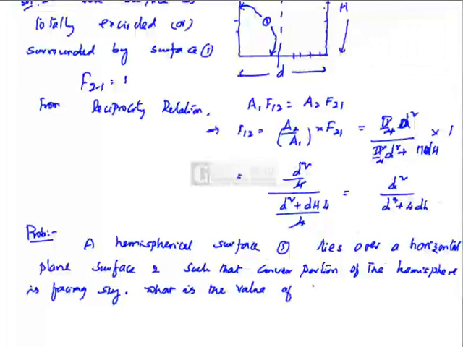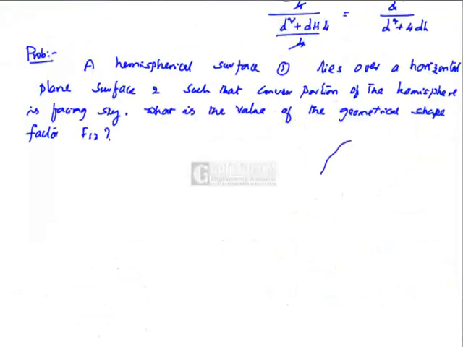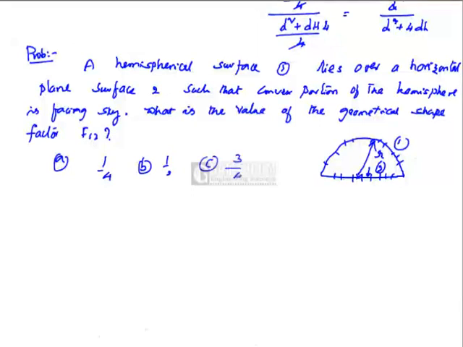What is the value of the geometrical shape factor F12? The figure is given like this. This is surface 2. This is surface 1. Radius of the hemisphere is R. The answers are A 1 by 4, B 1 by 2, C 3 by 4, D 1 by 8.